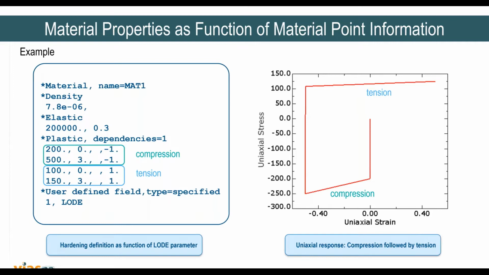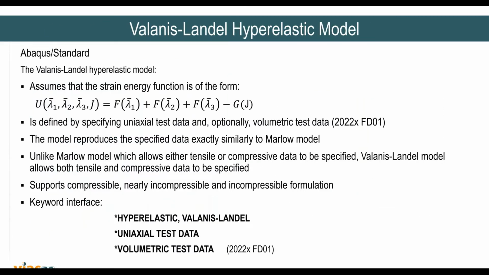that you have: star elastic, star plastic. And what you see under star plastic is a data line which is defining your stress and strain as a function of LODI, that is defined as a star user defined field. So as the value of LODI is -1, it is defined as compression. When the value is 1, it is defined as tension. So on the right hand side, what you can see is the uniaxial response of the compression followed by the tension. So this is a very useful functionality of Abaqus that we have added in Abaqus 2022.